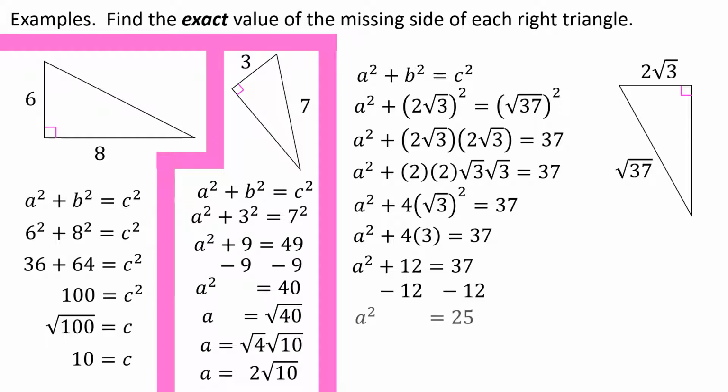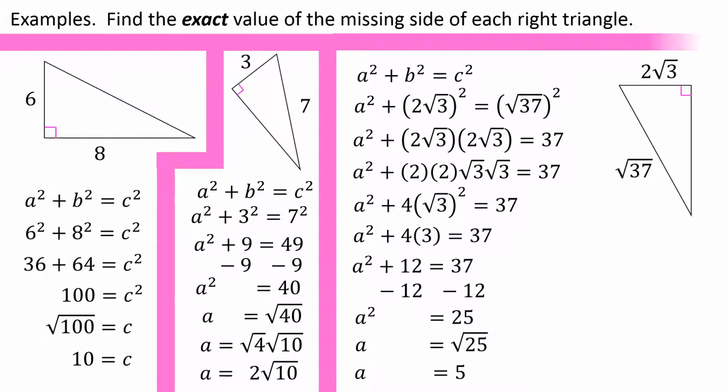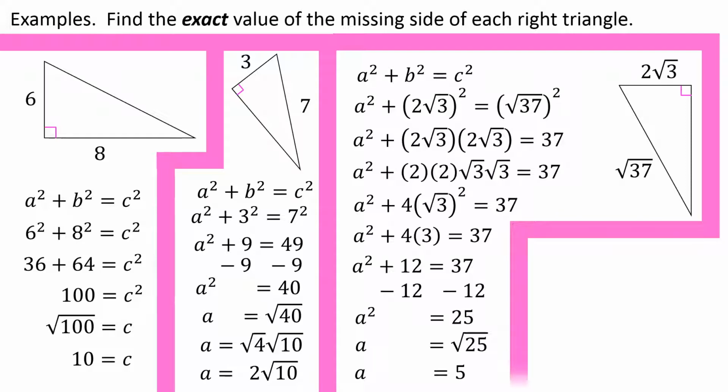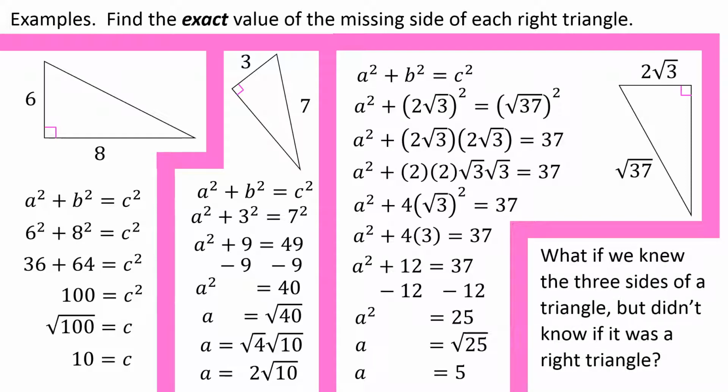Subtract 12 from each side. Oh, and look how nice this works out. Square root of 25 is just going to be 5. Now, the Pythagorean theorem only works if we know we have a right triangle. And if we know it's a right triangle, and we're given 2 of the sides, we can find the third.